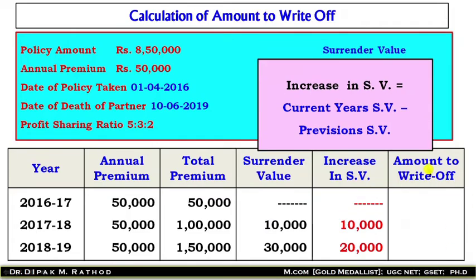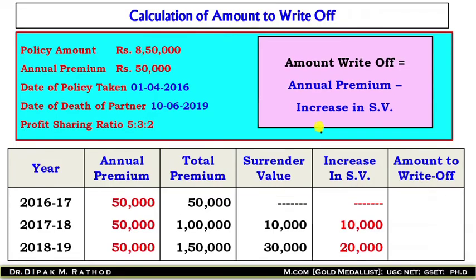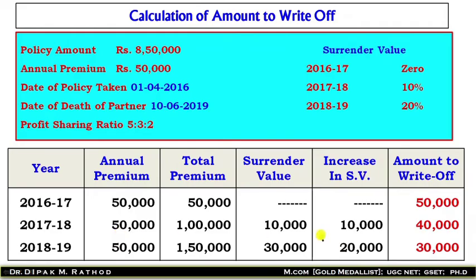Now we have to find out amount to be written off. See, this is surrender value, and for write off we have annual premium minus increase in surrender value. So we have annual premium 50,000, and increase in surrender value in this column. If we deduct increase in surrender value from annual premium, we will get amount to write off. So 50,000 minus 0, 50,000. 50,000 minus 10,000, 40,000, and 50,000 minus 20,000, 30,000.